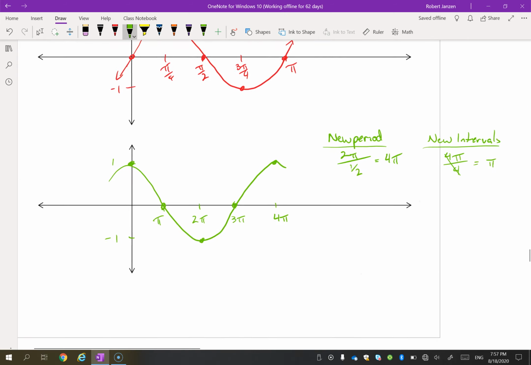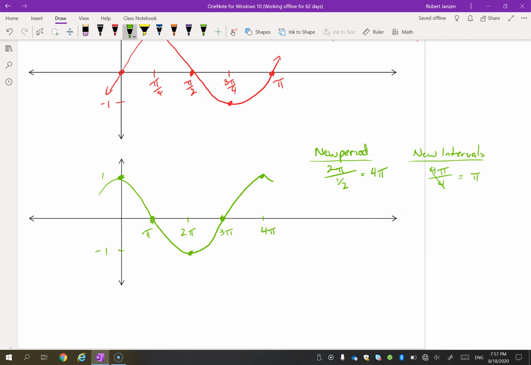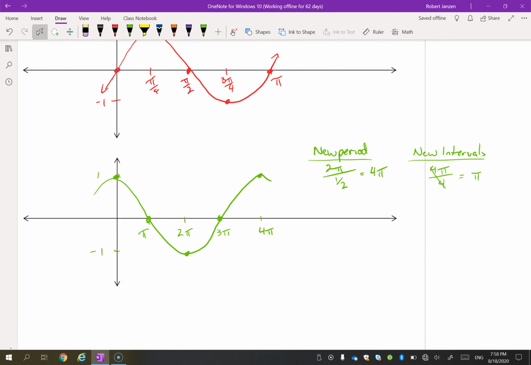Okay, so that's how you do those graphs. Typically, that's the easiest way. Sometimes you have to draw the original graph first. We'll do some of those coming up. But this is the way I would draw these graphs whenever I have an option.